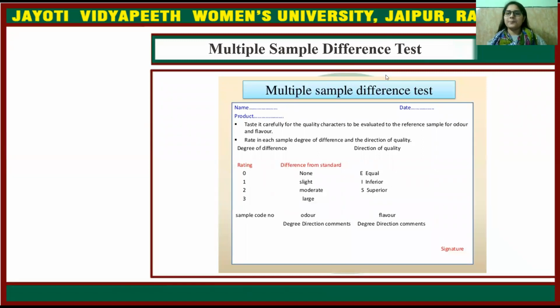So in the multiple sample difference test, you have to write the name, product, and date, and you have to taste it carefully for the quality characters to be evaluated against the reference sample for odor and flavor. Then rate each sample for the degree of difference and the direction of the quality. There is a rating scale of 0 to 3, where difference from the standard is none, slight, moderate, and extreme. Then you have to write the sample code number, order of degree direction comments, and flavor degree direction comments. Okay, so that is the performer of the multiple sample difference test.